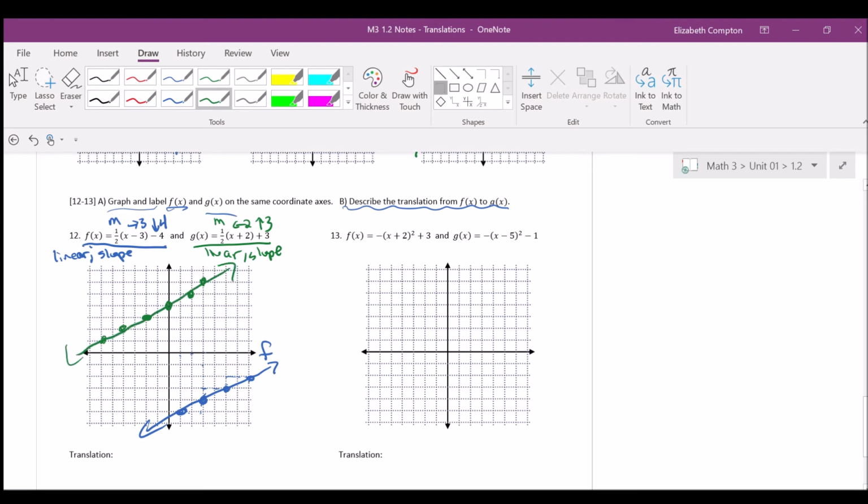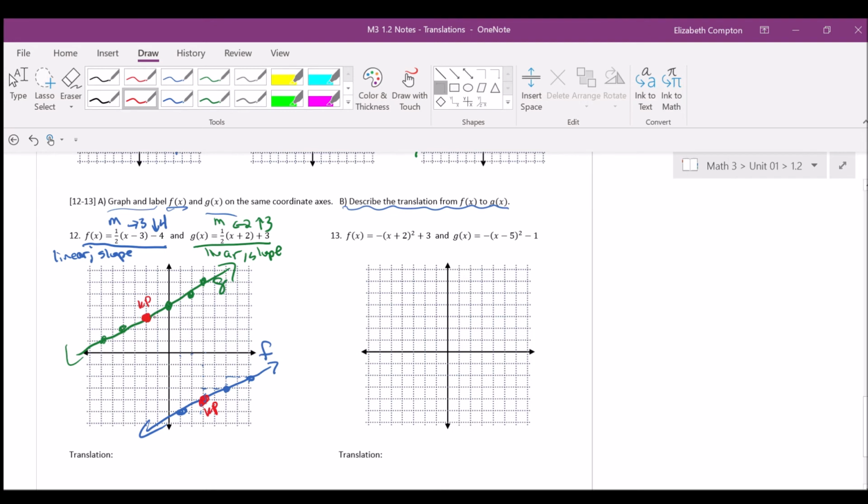Okay. I forgot where my key points were. Let's see. 1, 2, 3, down 4. Here was 1, up 2. Okay, so those are my key points. Why do I need those? Well, those are going to help me describe the translations from F to, let me label this one as G.